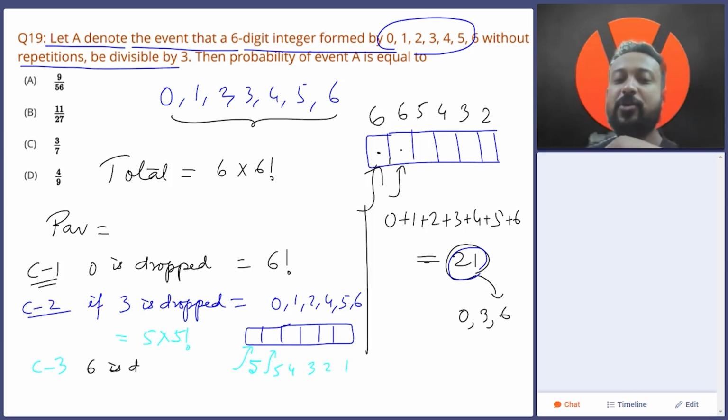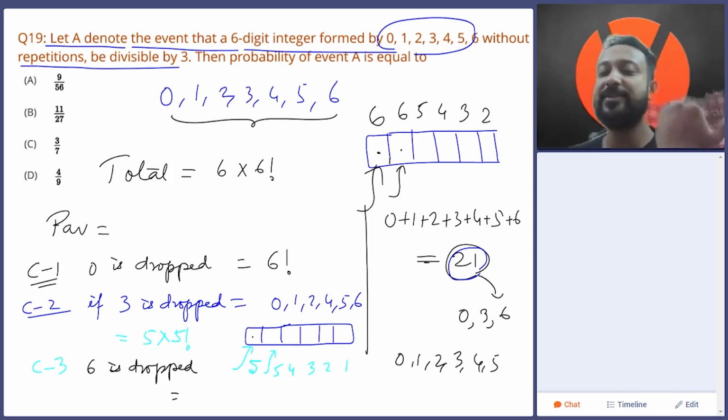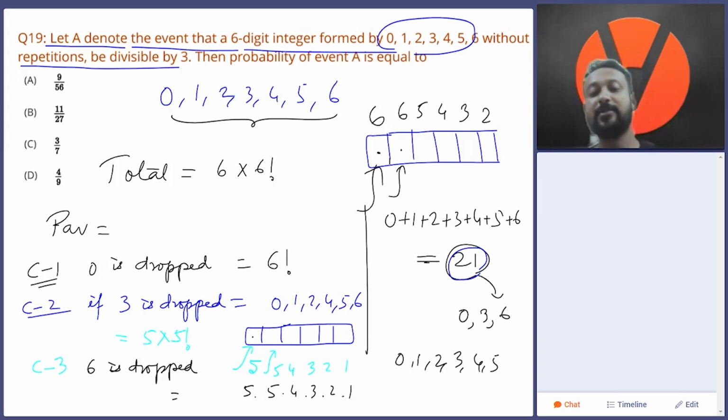Case 3 means when 6 is dropped. If 6 is dropped but 0 is still taken, it is the same kind of thing. This time I'll have 0, 1, 2, 3, 4, 5. So again, for the first place I will not put 0, so 5 ways. But in the next place I can put 0, so another 5 ways. Then 4, 3, 2, 1. You can multiply. Correct? So again I get the same 5 into 5 factorial.